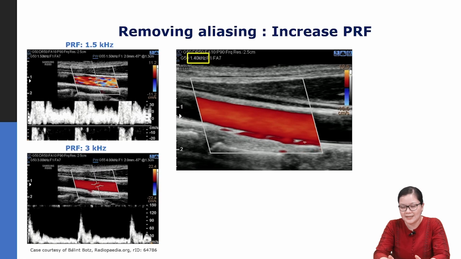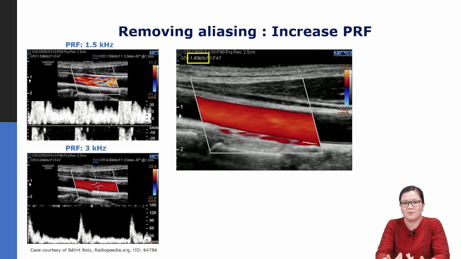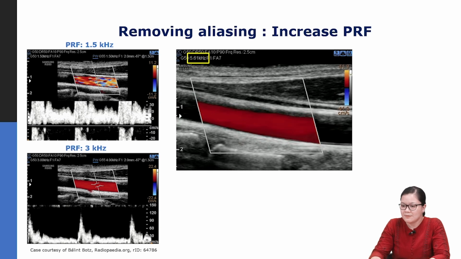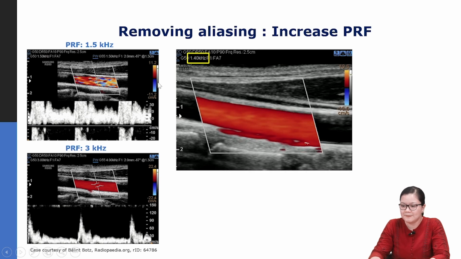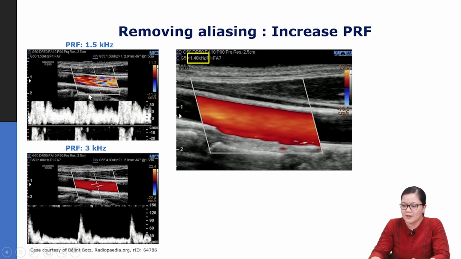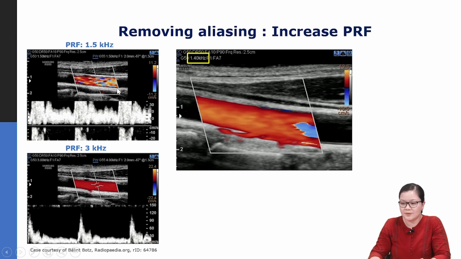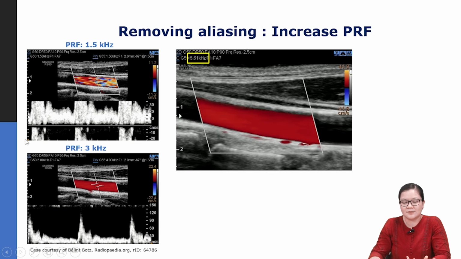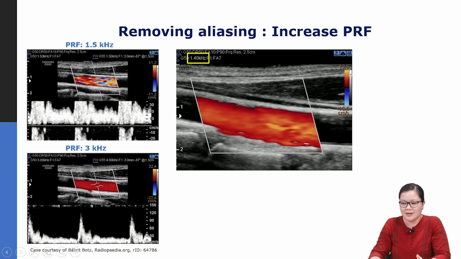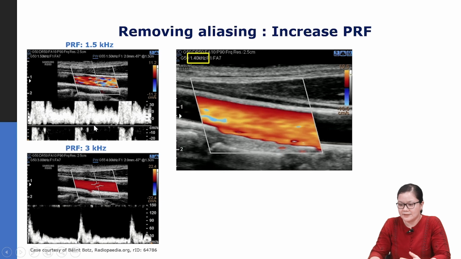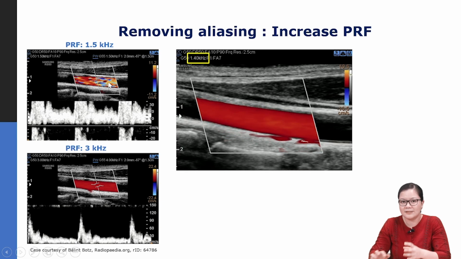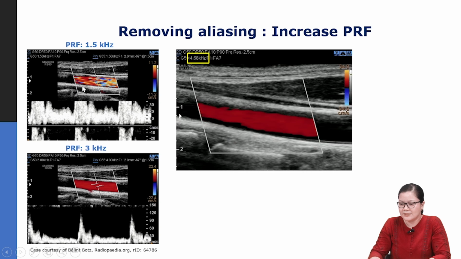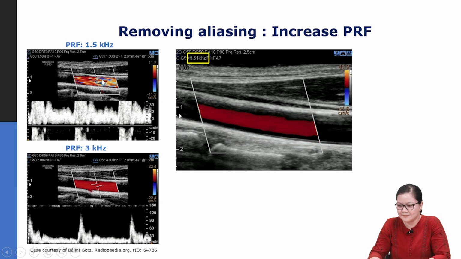Now, how do we eliminate aliasing? There's one way that's typically used, and it's by increasing your pulse repetition frequency. What I'm showing here are some examples, similar to an image I showed earlier. Here, the color Doppler ultrasound was being done at a pulse repetition frequency of 1.5 kilohertz, and you can see by the spectral Doppler display that there's a wraparound in the spectrum. This implies aliasing, as well as a mixing of blue and red, right? So this is also an indication of aliasing.